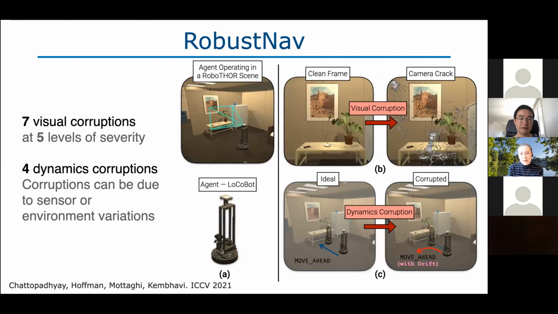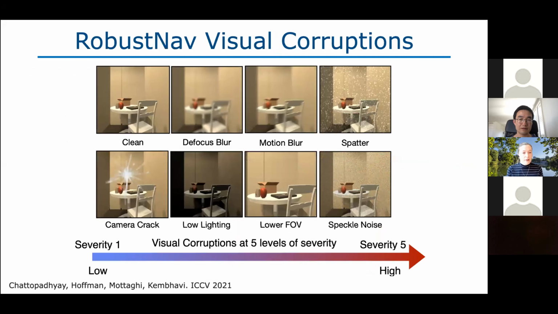Okay, so to design this benchmark, we investigated primarily corruptions to the vision system, but we also integrated some very simple corruptions to the dynamic system. We have 7 visual corruptions in total, and these look like this, where we have taken some from the original Dan Hendrycks paper, but we also integrated some new corruptions that were more applicable to the embodied agent scenario, like spatter, which was emulating having some amount of debris on the camera, or camera crack, again emulating there being some sort of deficiency in the capture system.